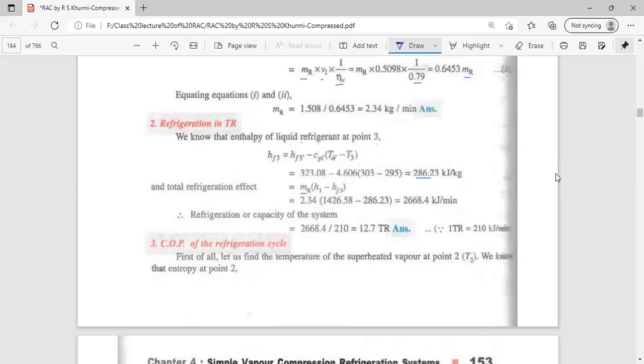This is the kg per minute, the mass flow of the refrigerant, and the heat of the refrigerant is 2.668.4 kilojoule per minute. This is the amount of refrigeration going on per minute. And if we divide it by 210, that will give us the tonnage of the system.